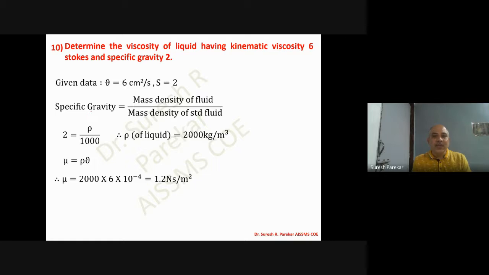Again, we know this is 6 centimeter square per second. Convert it into meter square per second, so 10 raised to minus 4 meter square per second. From which we will get 1.2 Newton second per meter square. And if you have to find the value in poise, then we have to multiply it by 10, and then we have 12 poise.